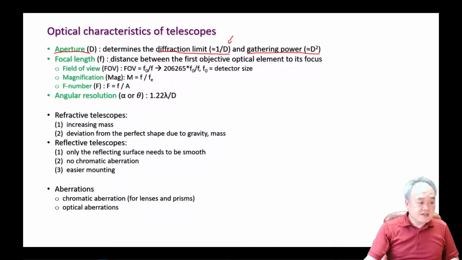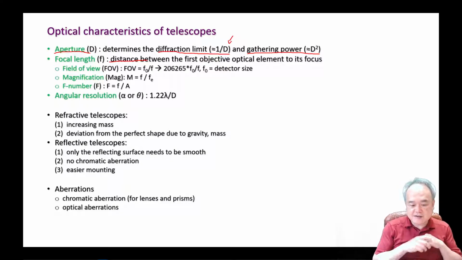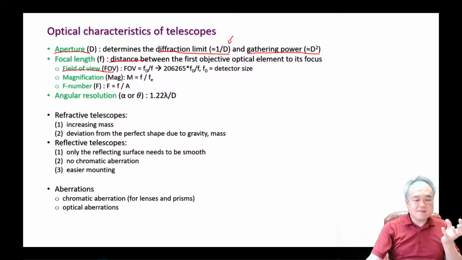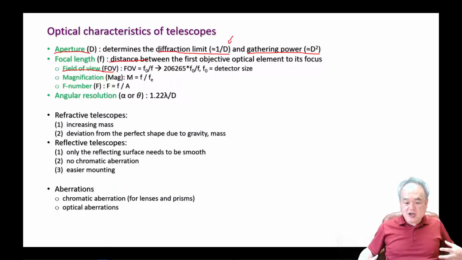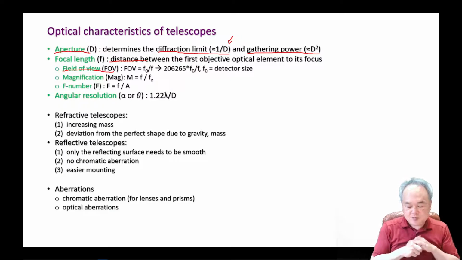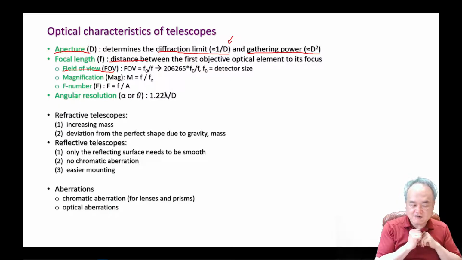So this focal length determines several interesting and also important parameters, such as field of view. Field of view is basically inversely proportional to the focal length. So that means the larger the focal length, the more you zoom in to a particular area of the sky.